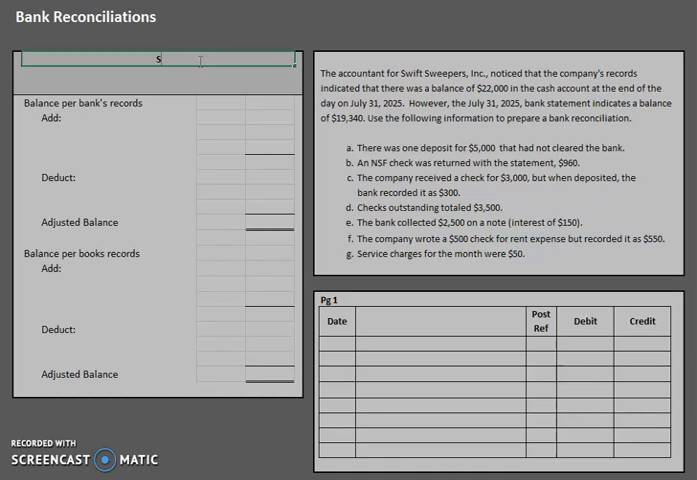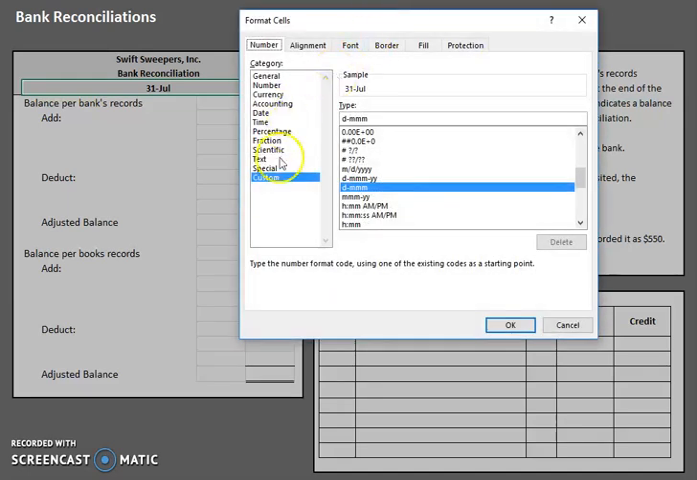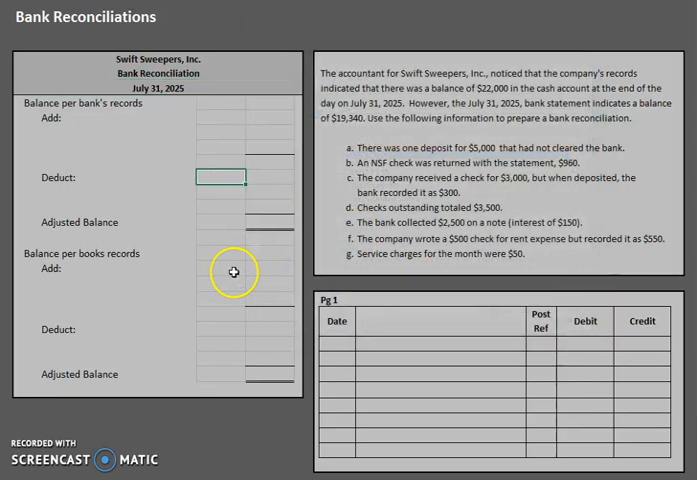So for this company, Swift Sweepers Incorporated, we are going to be completing a bank reconciliation. And this is going to be completed at the end of the period. In this case, it's going to be the end of the month, which is typical for bank reconciliations. So on July 31st, 2025. Let's make that a little bit prettier. There we go. So let's take a look at the information that was provided.